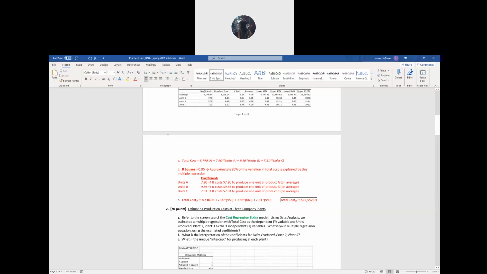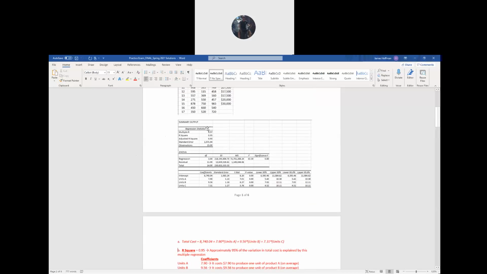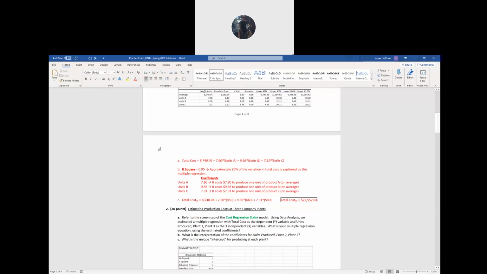All right, part B is to interpret the R square. The R square is going to be in the summary output right there. R square is 0.95. And what does that mean? Remember, the R square is the percent of explained variation in the dependent variable, which in this case is total cost. So this tells you how much of the movement in total cost you explain. On a scale of 0 to 1, 0.95 means approximately 95% of the variation in total cost is explained by this multiple regression equation.